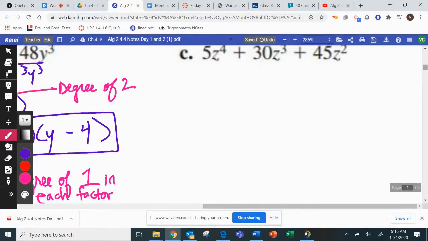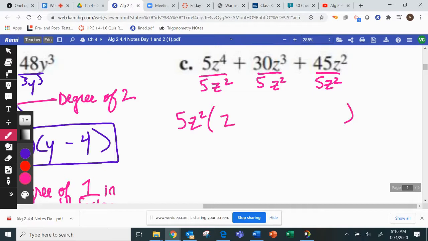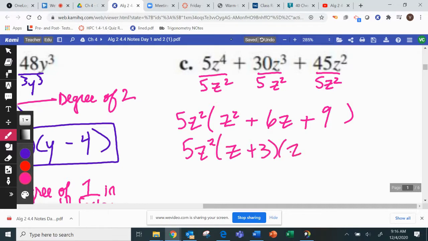Okay, the next one we've got a common denominator of, greatest common factor of 5, and then z to the second. So z to the second plus 6z plus 9. That gives me 5z squared times z plus 3 and z plus 3, which this one we have to write squared if they're exactly the same.